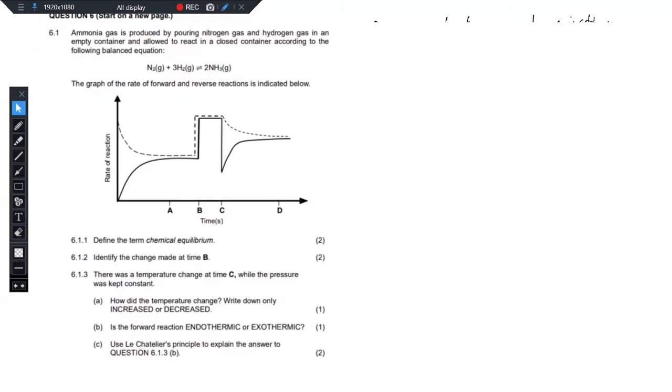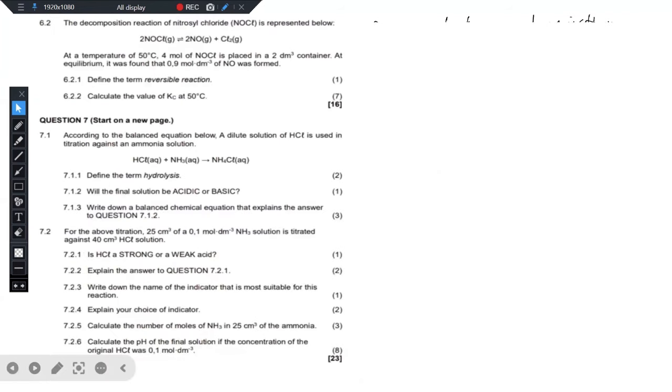So our question 6 is not done. We know that you are not done with chemical equilibrium if you haven't seen anything that says calculate Kc. The decomposition reaction of nitrosyl chloride, NOCl, is represented below. At a temperature of 50 degrees Celsius, 4 mole of NOCl is placed in a 2 dm cube container. At equilibrium, it was found that 0.9 mole per dm cube of NO was formed.